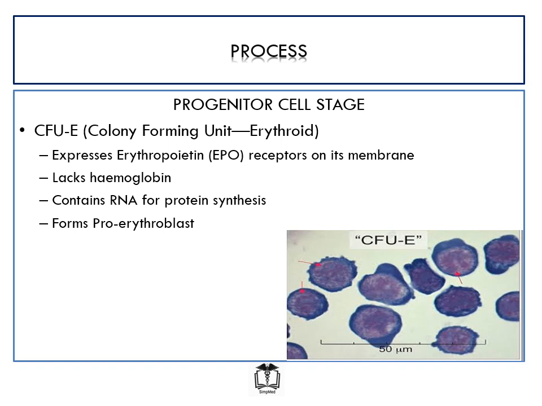The colony forming unit erythroid is the second progenitor cell in the process of erythropoiesis. In contrast to the burst forming unit erythroid, it expresses more erythropoietin receptors, and that's what we use in distinguishing it from the burst forming unit erythroid. It also lacks hemoglobin. It also contains RNA for protein synthesis, and similar to the burst forming unit erythroid, because it is a progenitor cell, it is not morphologically identifiable. It cannot self-renew, and it would automatically undergo cell differentiation to give rise to the first precursor cell, which is the proerythroblast.